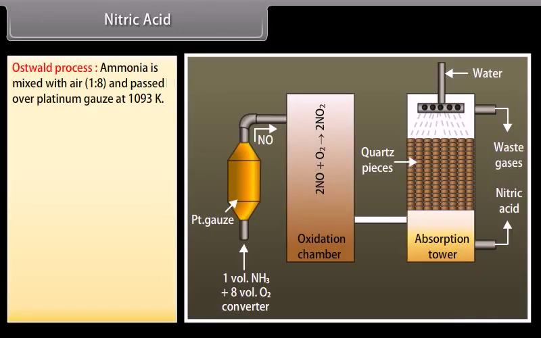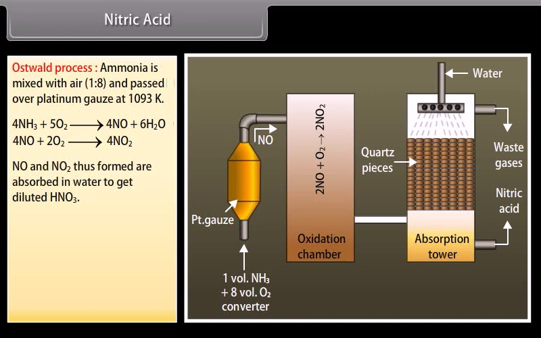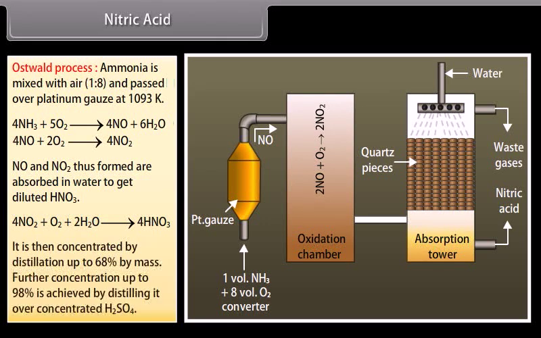Ostwald process. Ammonia is mixed with air in the ratio 1:8 and passed over platinum gauze at 1093 Kelvin. NO and NO2 thus formed are absorbed in water to get dilute HNO3. It is then concentrated by distillation up to 68% by mass. Further concentration up to 98% is achieved by distilling it over concentrated H2SO4.